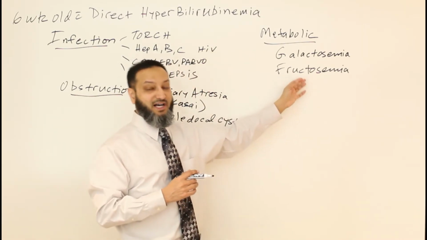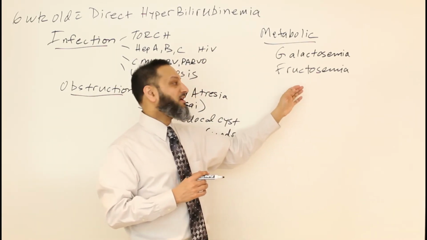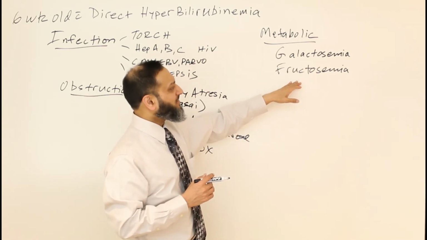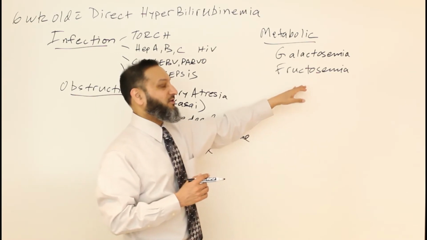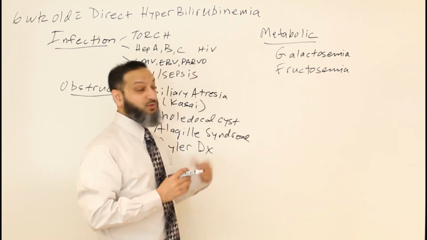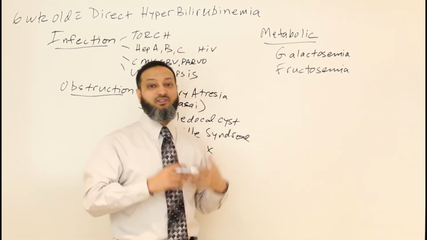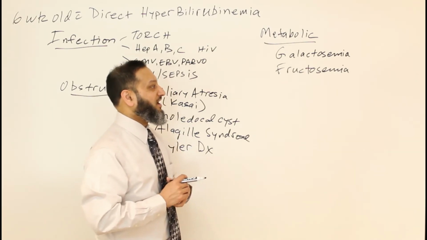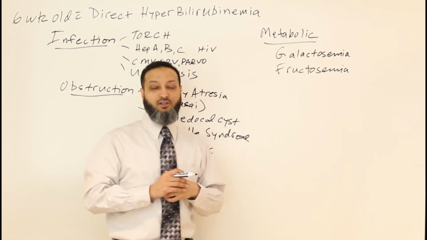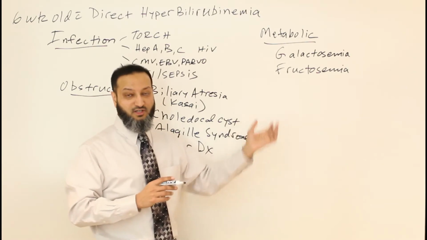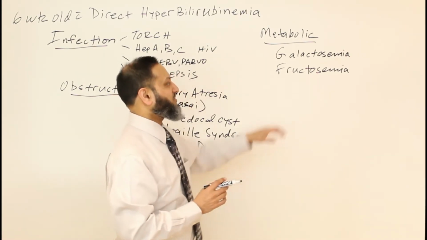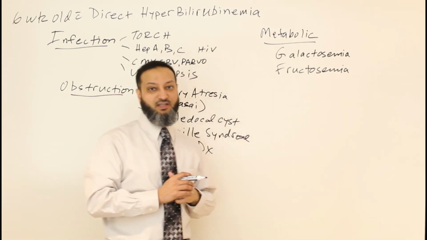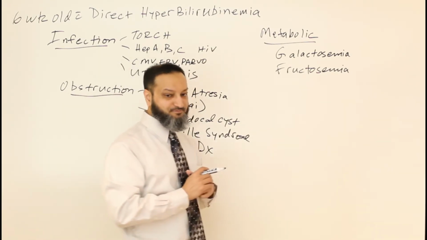So this also gives you positive reducing substances in the urine. Typically this presents a little bit later than 6 weeks of age, usually about 4 or 5 months of age when children are introduced to juices. So when they start drinking apple juice and other juices, because fruits will contain fructose. So when you introduce fruit juices around 4 or 5 months of age, that's when a child with fructosemia potentially can present at that age.